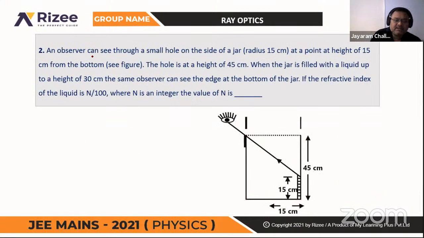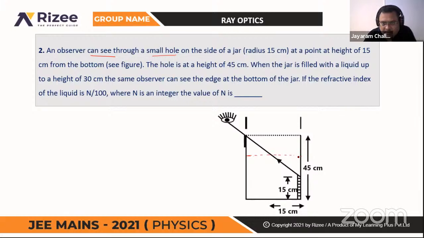An observer can see through a small hole on the side of a jar of 15 centimeters radius, at a point at a height of 15 centimeters from the bottom. Okay, so that has been given. Now the whole height of the jar is going to be 45 centimeters. The jar is filled with liquid up to a height of 30 centimeters. That means it might be up to this particular point.